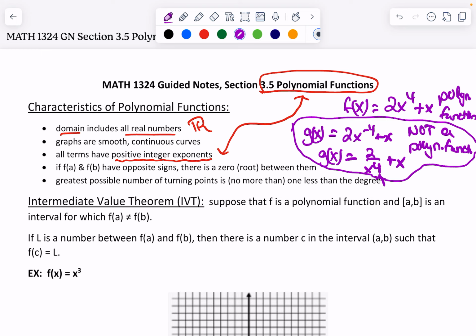And then what we're going to look at here in a little bit is if f of a and f of b have opposite signs, there is a 0 or a root. This is the same thing. 0 and root are the same thing between them. And then the greatest possible number of turning points is no more than 1 less than the degree. So let's move on. We're going to be learning about those.